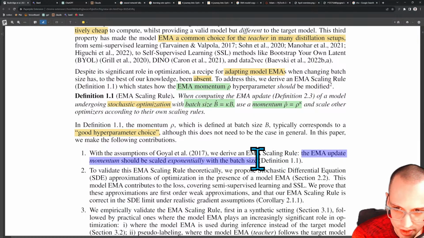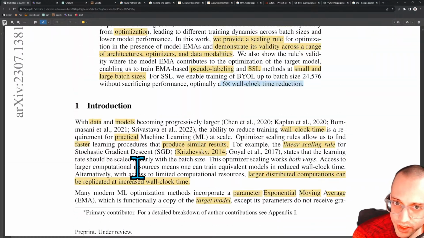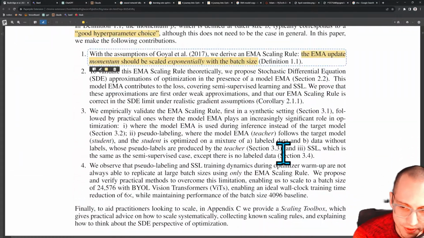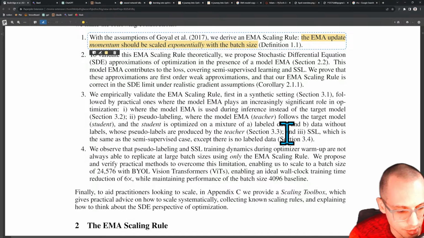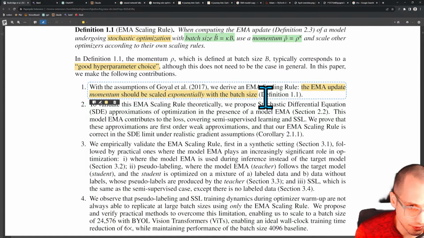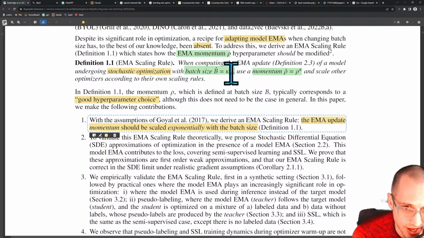Okay, so we're in the introduction section here. At the end of the introduction section, they're going to basically list the key contributions of this paper, and obviously the first one is going to be the most important here. They're going to show you that this k value, which is used to scale the batch size, has some relationship to the momentum value, and they're going to argue that it's exponential, right?